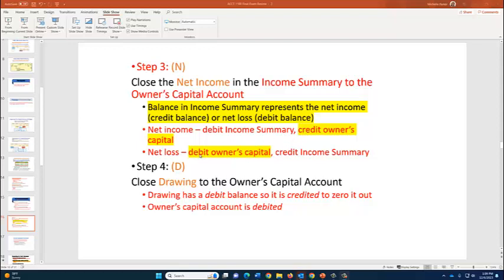If we have a net loss, then we're going to debit the owner's capital and credit income summary, because net losses decrease owner's capital and capital is decreased with the debit. Then in step 4, we're going to close drawing to the owner's capital. Drawing has a normal debit, so to close it, we have to credit drawing and debit owner's capital.